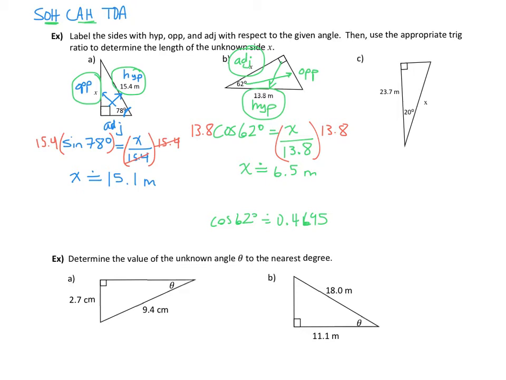All right, next example, you try. Label your sides with hypotenuse, opposite, and adjacent, and then see if you can figure out which trig ratio you want to use.